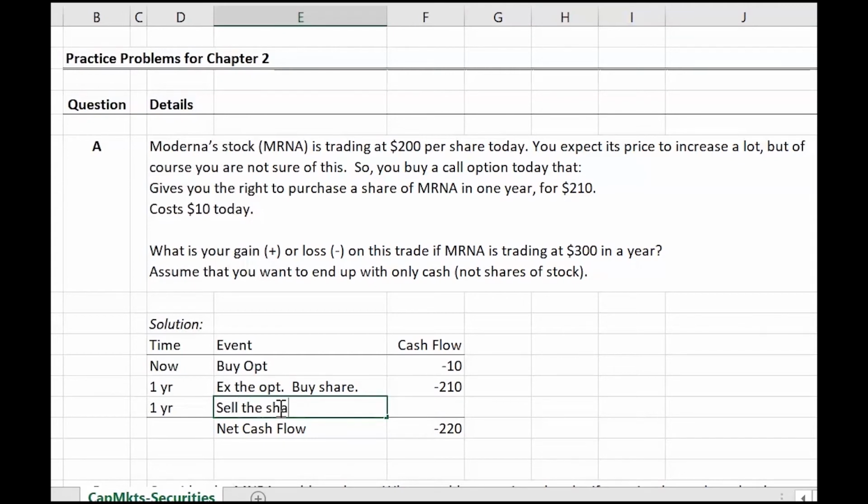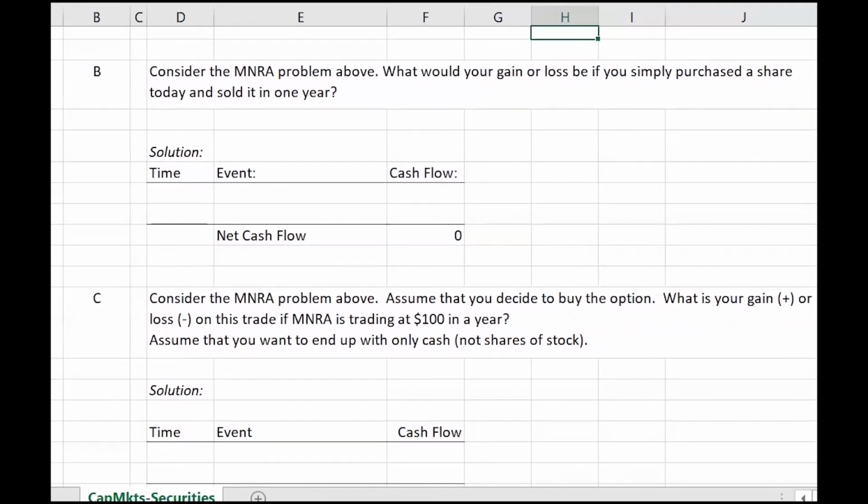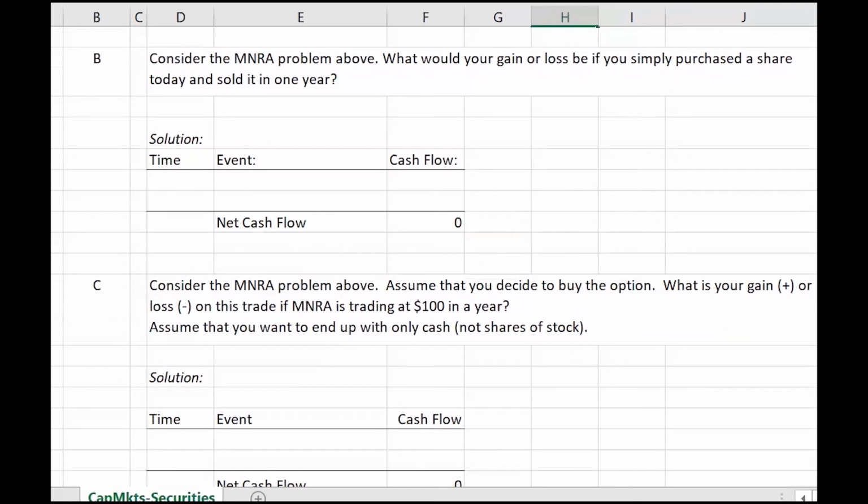So let's sell the share. And now we have a positive cash flow of 300. So our net cash flow, which is equal to our gain in this case, or it would be loss if it were negative, is $80. So that's pretty good. So we did pretty well on that, but maybe there's trouble. Maybe we could have done better.